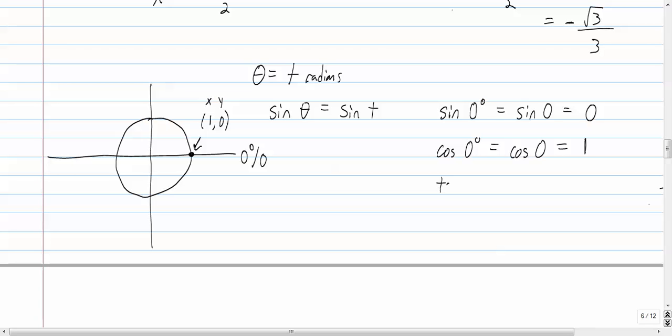And we can do that for the remaining trig functions. So the tangent of 0 degrees, or 0 radians, what was that equal to? Y over x. So that's 0 divided by 1. So that means that the tangent of 0 is equal to 0.